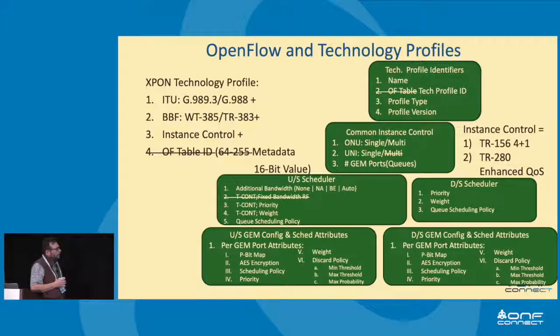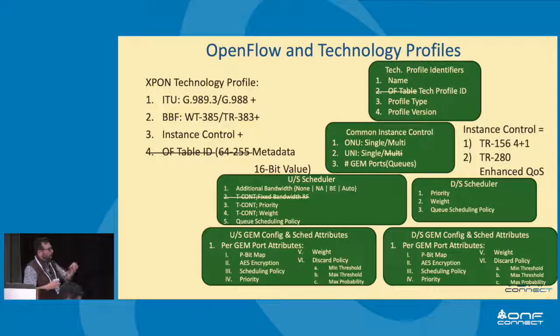One of the additional parameters you could have is whether any excess bandwidth on the PON is allocated to a service either as non-assured bandwidth or best effort bandwidth. So this gives you a little bit more control over the upstream DBA scheduling models.